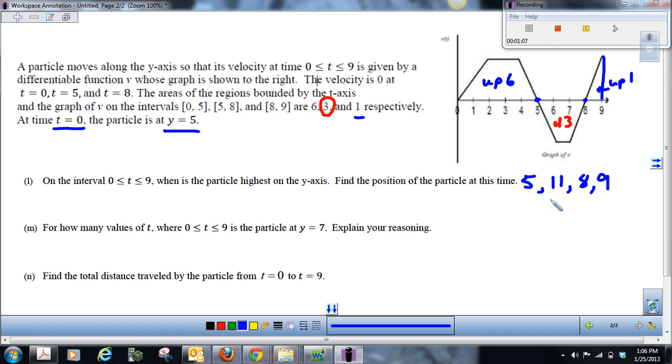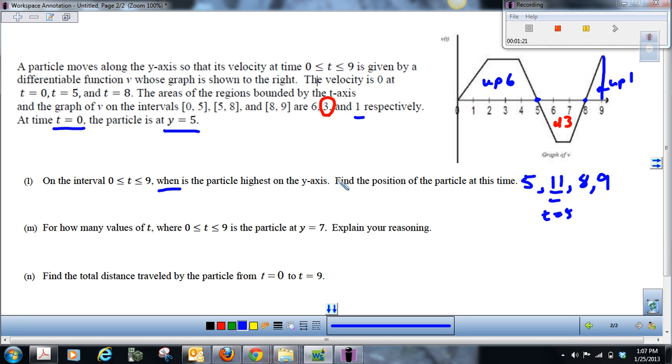So what's the highest point? That's right, it's 11, the highest position. This actually says when is it at its highest position, so you got to make sure you answer the question. That would be t equals 5. But how did you use this? Well, you've got to show it besides just going 5, 11, 8, 9.